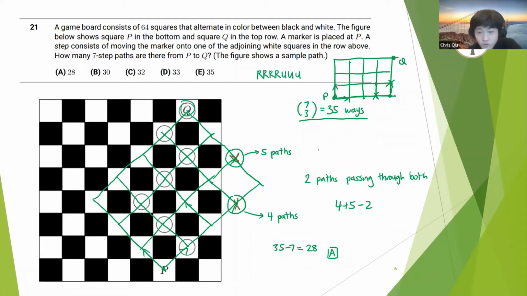The bottom left corner. Since we can only go in this direction or in this direction, we're never going to be able to get past any of these points. So we can't get to any of these points.